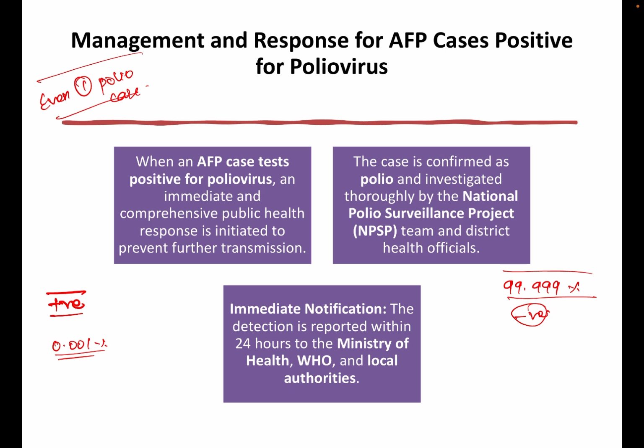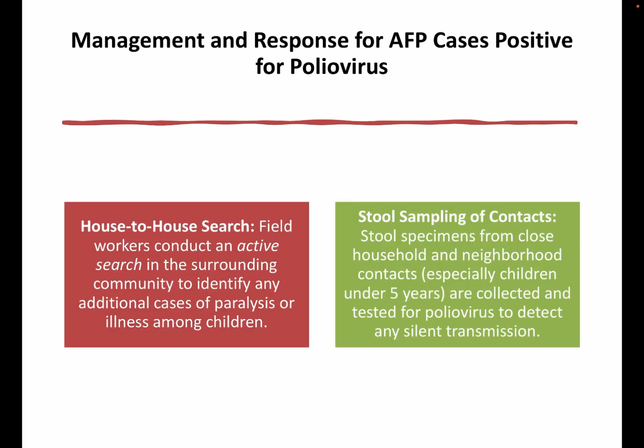Whenever an AFP case tests positive for poliovirus, immediately a public health response is initiated to prevent further transmission. How is it done? The confirmed polio case is investigated thoroughly by the National Polio Surveillance Project team, and district health officials are involved. Immediate notification is sent to the Ministry of Health, WHO, and local authorities. This is followed by a house-to-house search for any symptoms similar to AFP in the surrounding community to identify any potential cases among children.